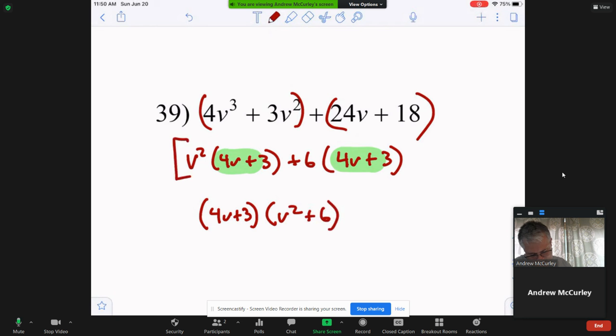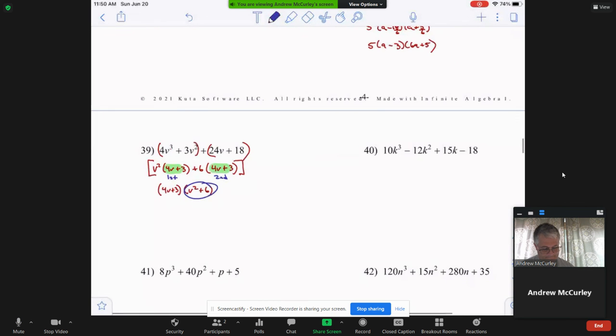It's kind of like you treated this like a big binomial, where this is the first term, this is the second term, and we factored out the v plus 3 part, and then what was left over, the v squared plus 6. Now, you always want to look at that v squared plus 6 to see if you can factor that any further. This one you can't, but it could easily be a difference of squares or a difference of cubes that we're going to learn later on. So make sure you look at this part and see if we can factor that anymore. All right.